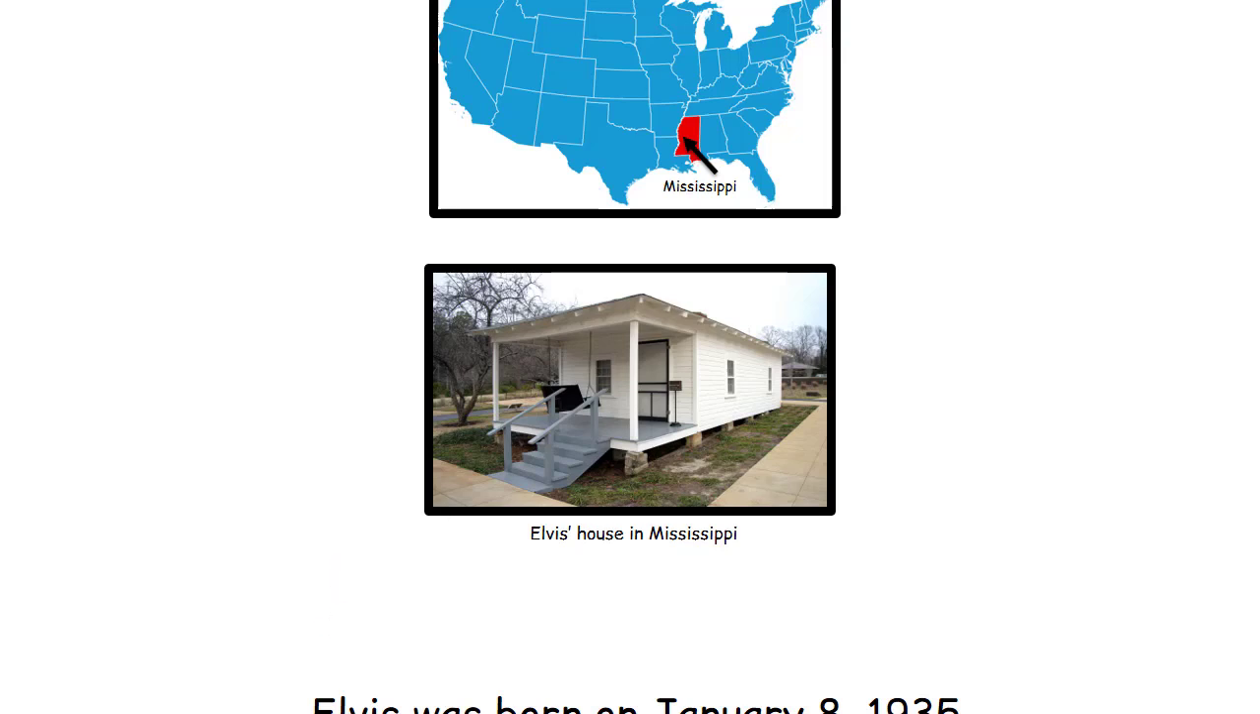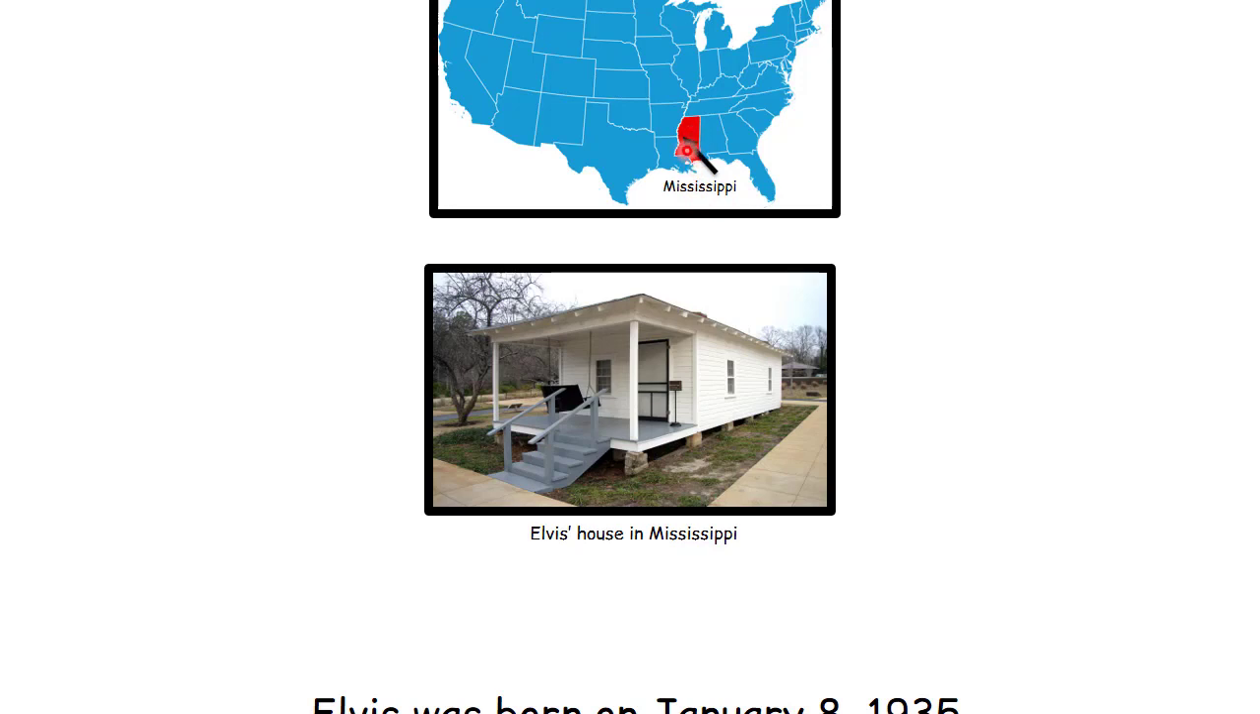Page 2 of the Elvis book is one where we're going to be looking at the state of Mississippi. So have the students look at the projected book while you discuss the fact that you are noticing that right here is a map of the United States. And it looks like one of the states has been colored in red. So that means they must have wanted us to look at that one. And look, there's an arrow and it says Mississippi. So this must be the state of Mississippi right here.